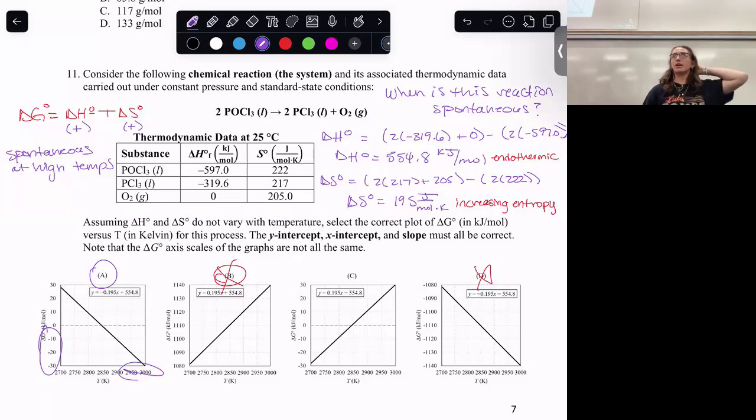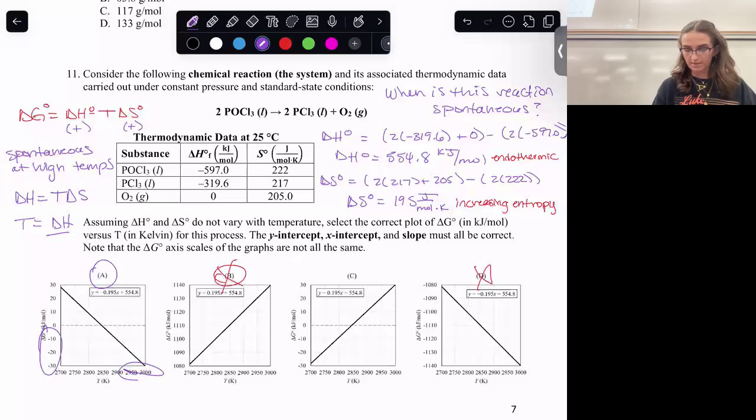How would you solve for what temperature it would be spontaneous at? Perfect, right? We know that when it becomes spontaneous, delta G is 0, which means that delta H is equal to T delta S. So T is equal to delta H over delta S. And you can solve for T in Kelvin there, and you can confirm at what temperature that is crossing over. What do you have to do about delta H and delta S if you solve for T?